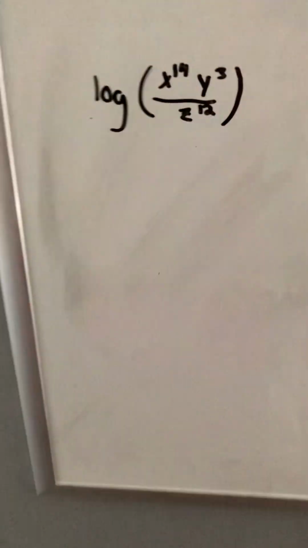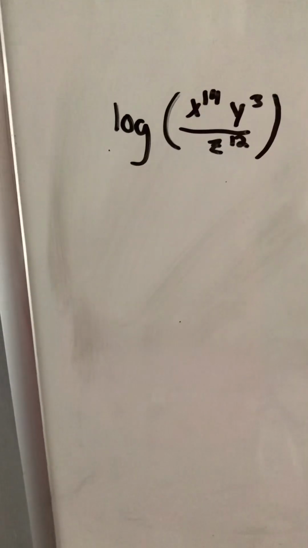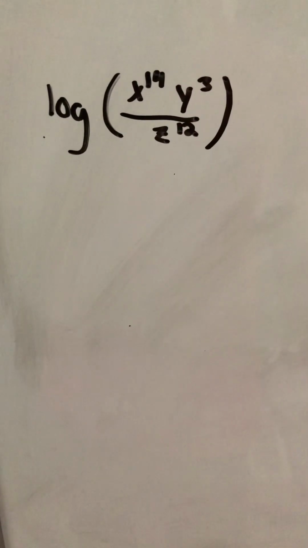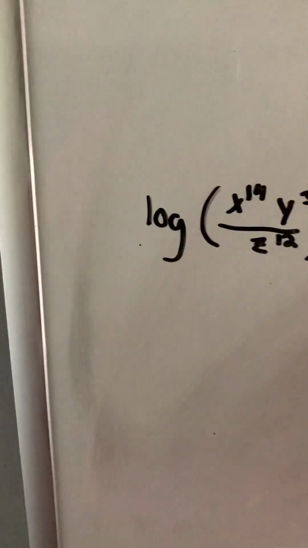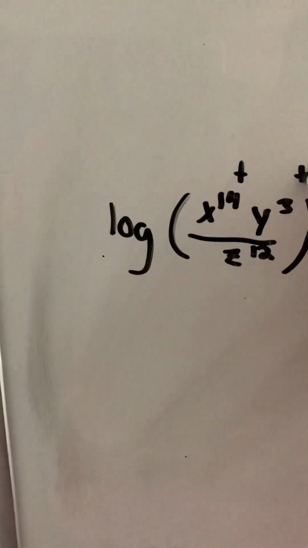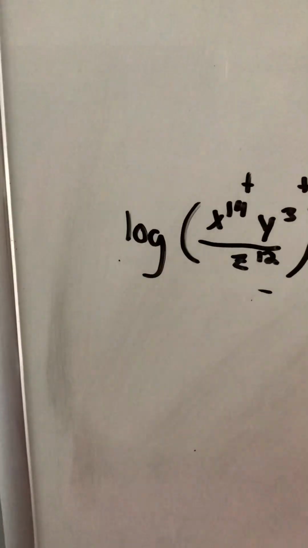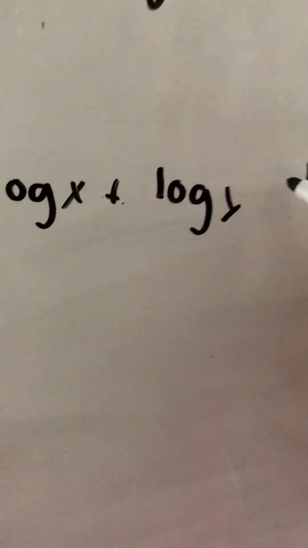Alright, one more example. Expand this one. Log, and then you have x to the 14th, y cubed, and z to the 12th. So I'm going to identify which ones are positive. x and y are going to be positive because they're in the numerator, and then z is going to be negative because it's in the denominator. Then I'm going to write log 3 times. So it's x, y, and then z. So y and x are positive. So it's going to be log x plus log y, and it's going to be minus log z.